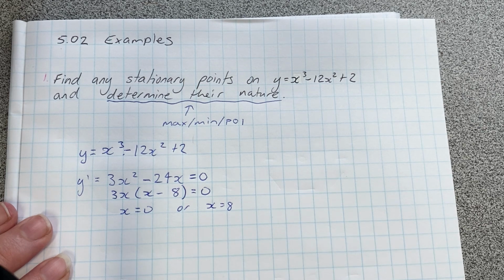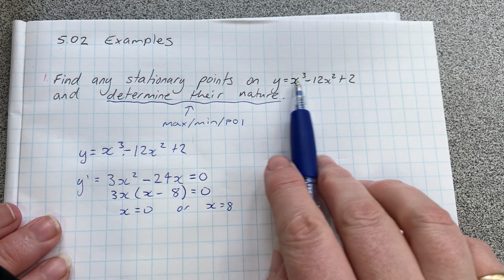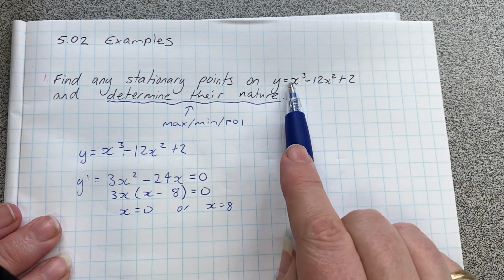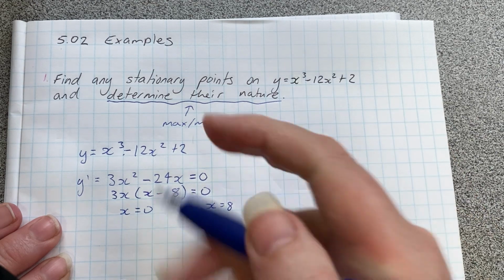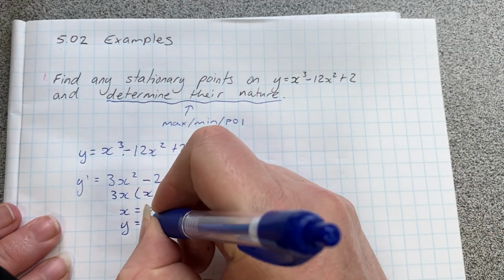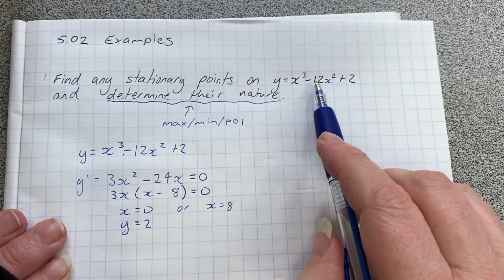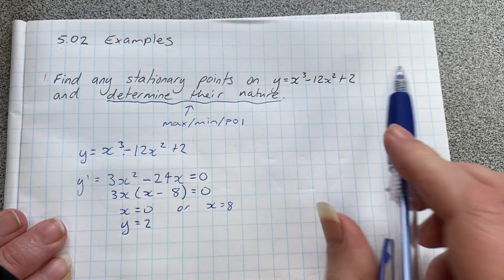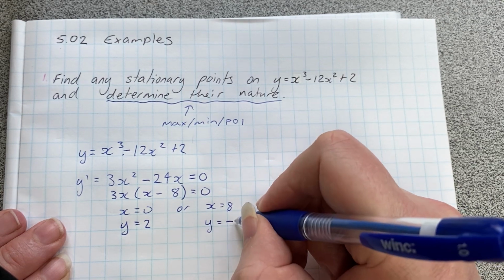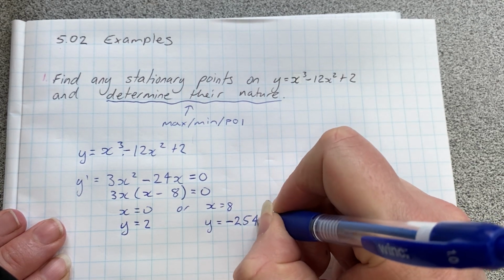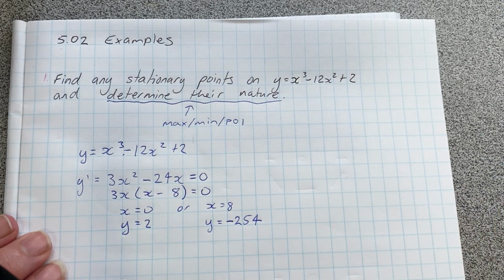We must find the y coordinate by substituting these values back into the original equation. If I put 0 back into the original equation, I'll get 0 minus 0 plus 2. So for that one, y equals 2. For this one, if I put 8 back in, 8 cubed minus 12 times 8 squared plus 2, I get y equals negative 254. So those are where the stationary points are.